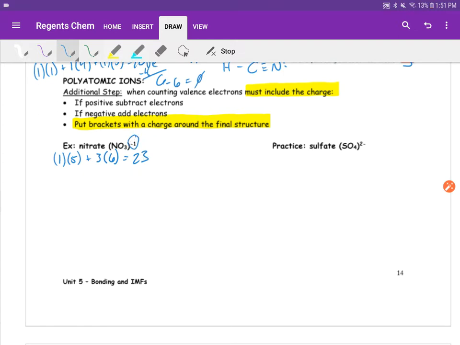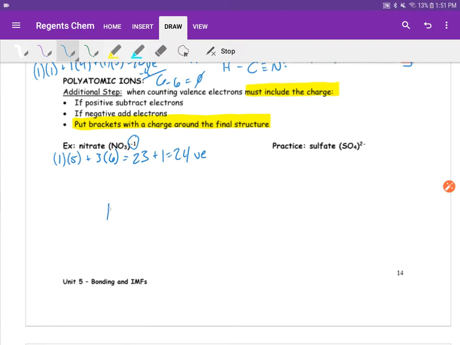Now this is negative. Am I going to subtract one or am I going to add an electron? Negative, I add because I'm gaining electrons. So we have a total of 24 electrons that we have to use. That's the only new piece here. The other part, making sure we have brackets and a charge, comes at the end. The rest of the process is the same.